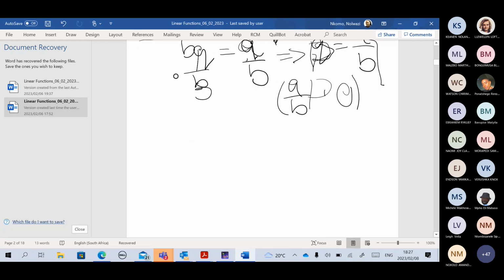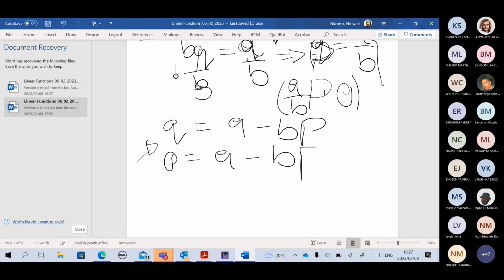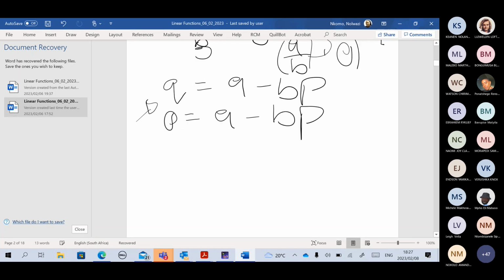I will do this. So we have Q is equal to A minus BP. And then where there is Q, I substitute Q with zero. So we have zero is equal to A minus BP. And then we transpose this to the other side and we'll be left with BP is equal to A.